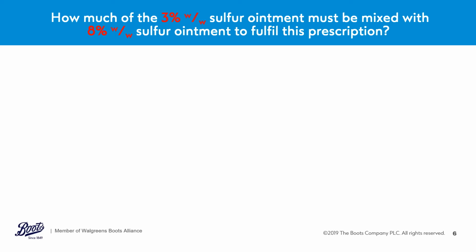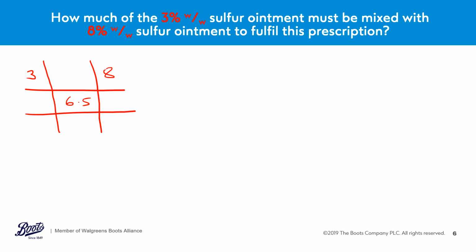For this question, we are going to be using a method known as the noughts and crosses method of using alligation. You have to start off by drawing a grid. Something a little bit like this. Enter the values of your different strengths at the top corners of the grid and place the final concentration at the centre. So we're going to put a 3 and an 8 in the corners and 6.5 in the centre.